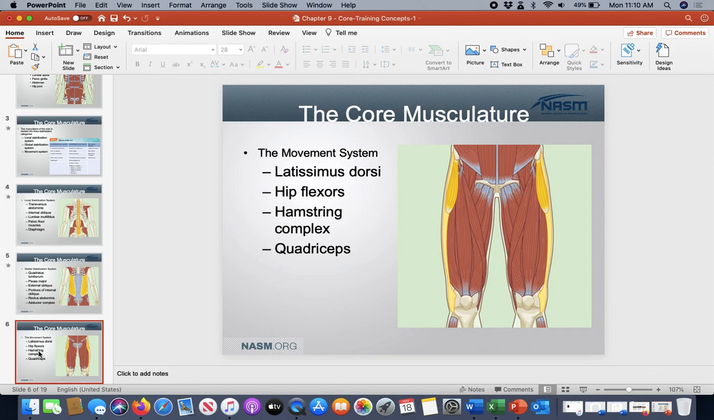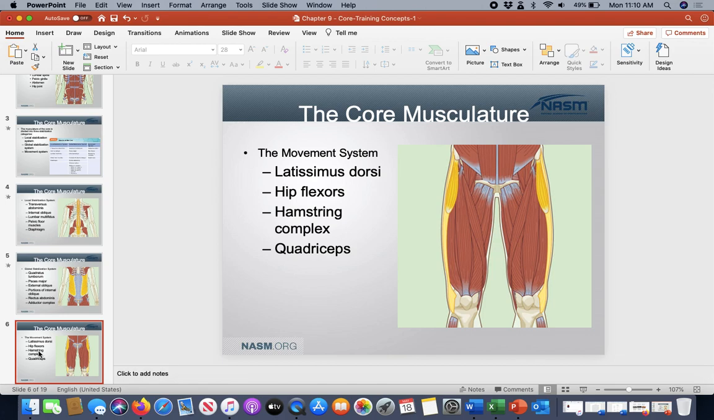for limb movement. All right, of the core. This is core musculature. Obviously, we have way more musculature that we can talk about, but we're talking about core. So these are core. Now you're like, well, the lats? That makes no sense. The lats are a back muscle.